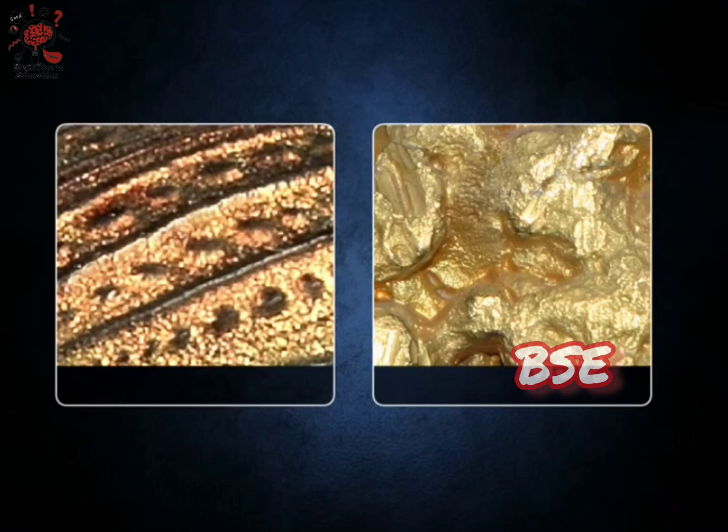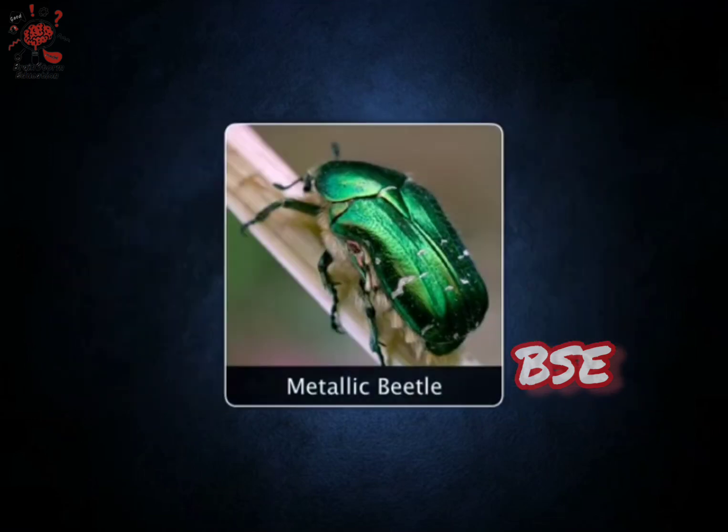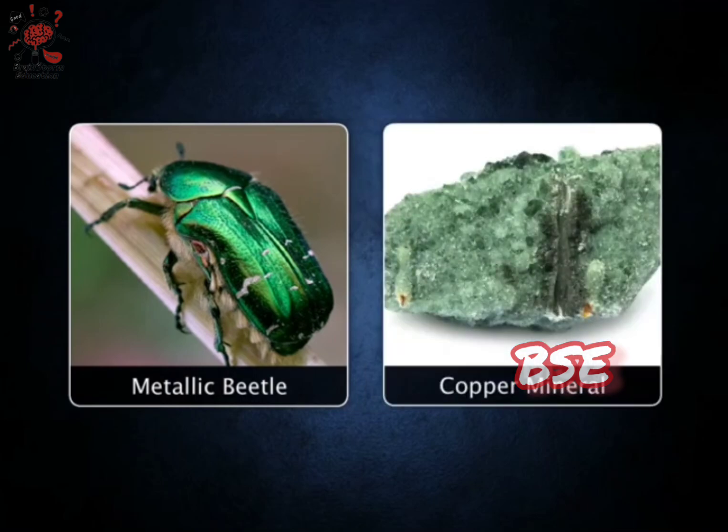When we say metal, the first thing we think of is its shining. Have you ever wondered about the metallic sheen of bugs? Is this bug made of gold? Look how this lovely bluish-green metallic beetle resembles one of the ores of copper.